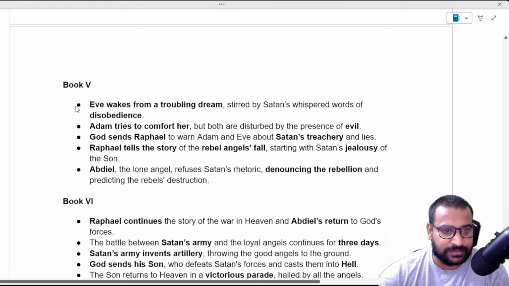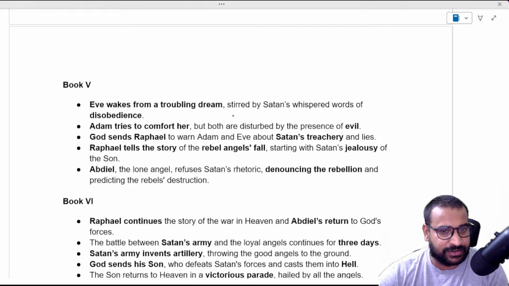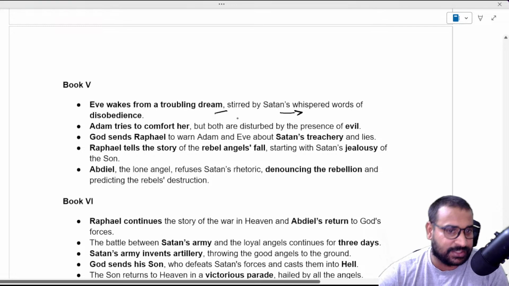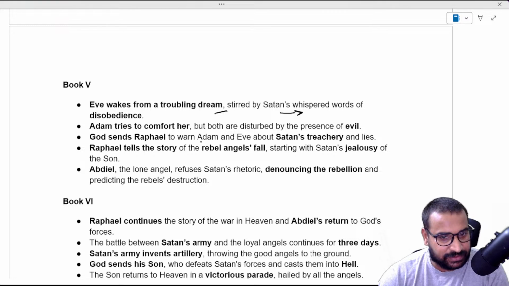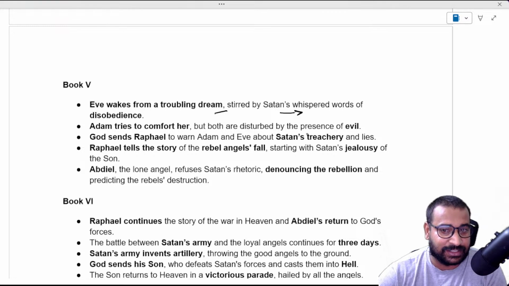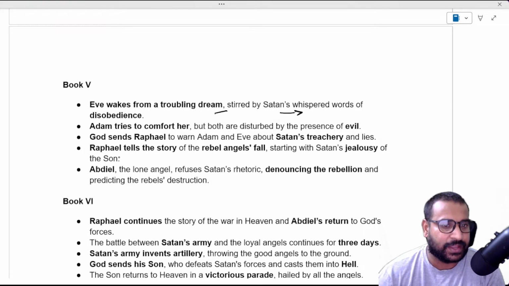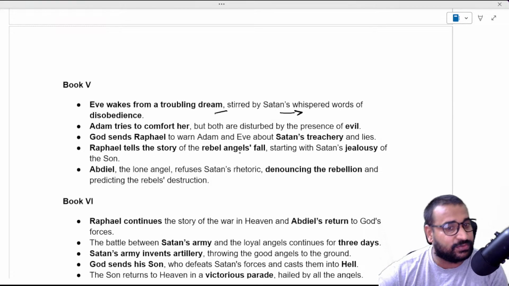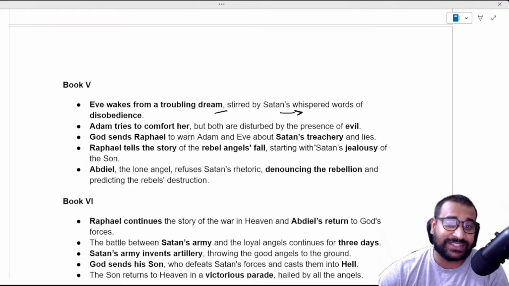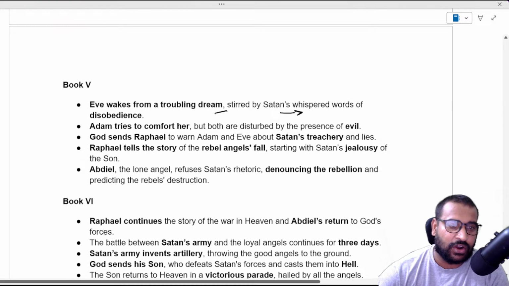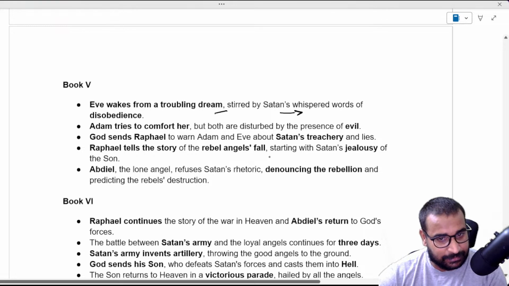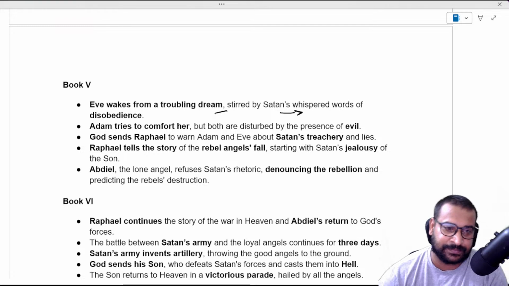Book 5, again, Eve wakes from a troubling dream, stirred by Satan's whispered words about disobedience, and Adam tries to comfort her. Both are disturbed by the dream. And God sends Raphael to warn Adam and Eve about Satan's treachery. Okay, and Raphael tells the story of the rebel angels and Satan's jealousy of the Son.